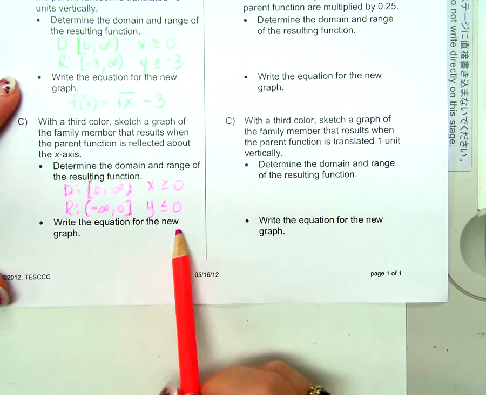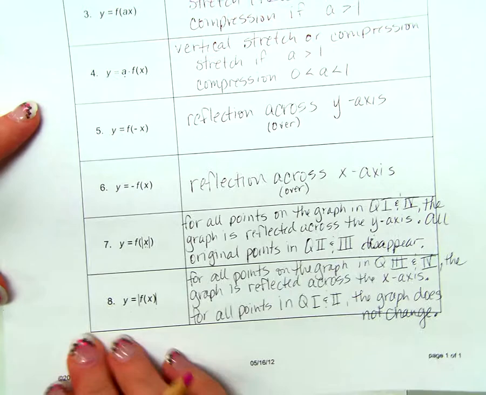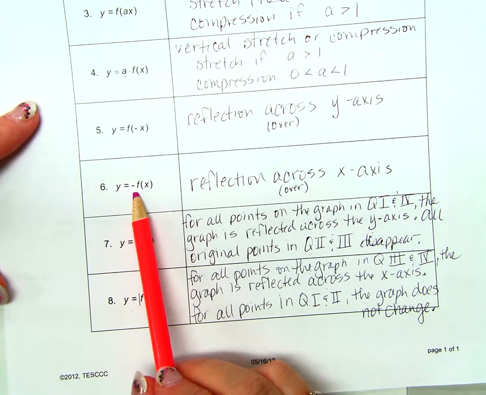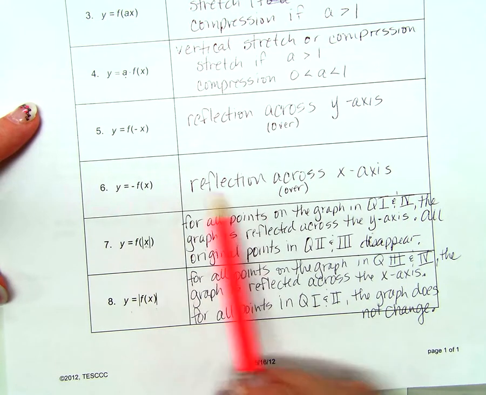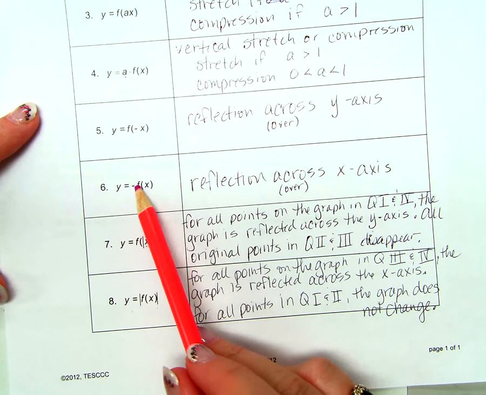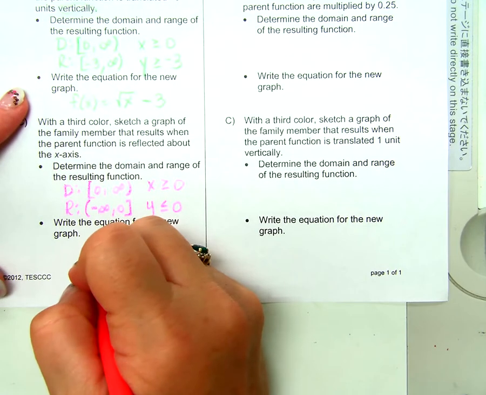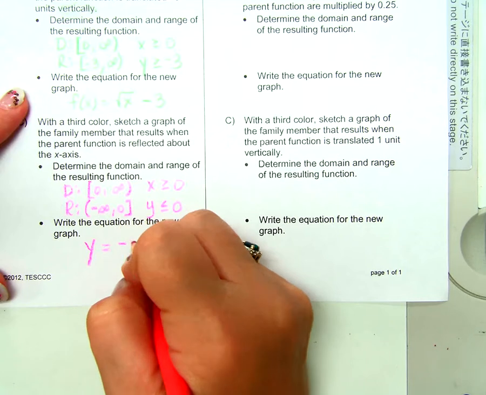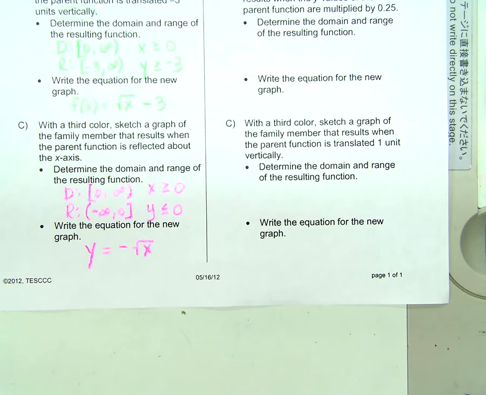What's the new equation for this graph? I reflected it over the x-axis, so I've got to have a negative multiplier. Both reflections have a negative multiplier, right? One's outside and one's inside. I reflected over the x-axis, so it is outside. So my new equation is y equals negative square root of x. Any questions about that?